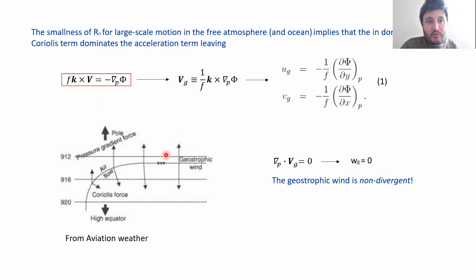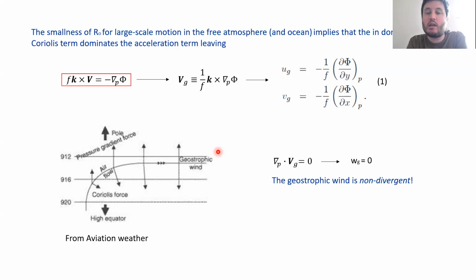So this is the balance. This is the pressure gradient force, or the geopotential gradient force, and this is the Coriolis force. When these are in balance, we get what is called the geostrophic wind, which is parallel to the lines of constant geopotential height. And this is what we've seen in this map before: the wind is following the lines of constant geopotential height.